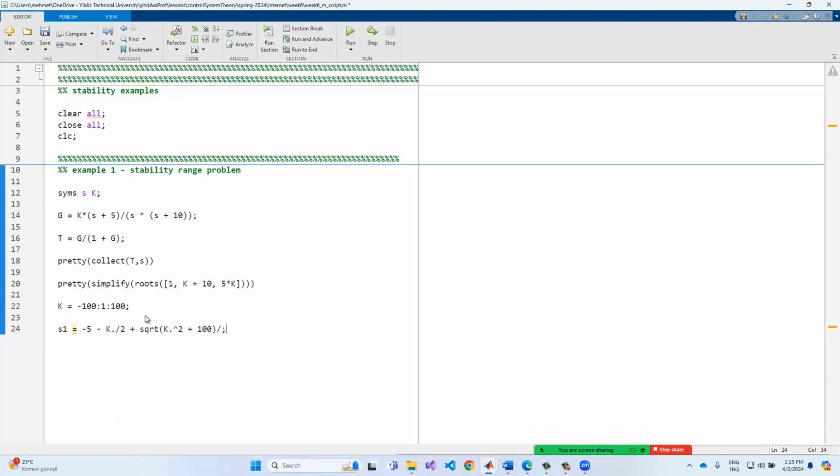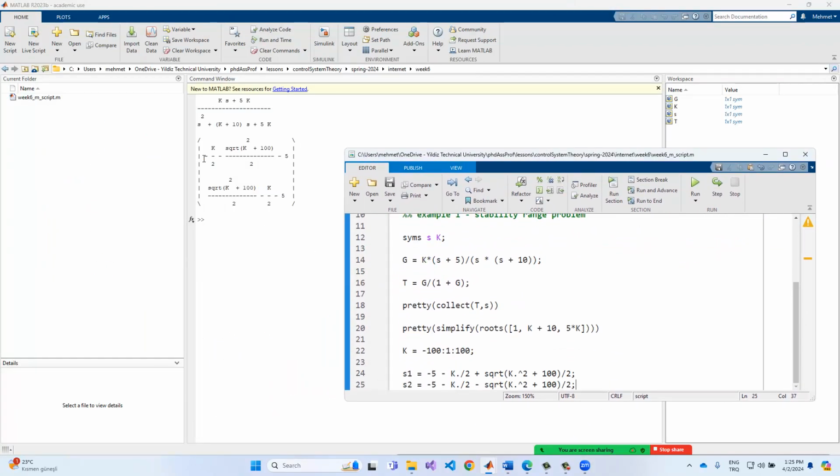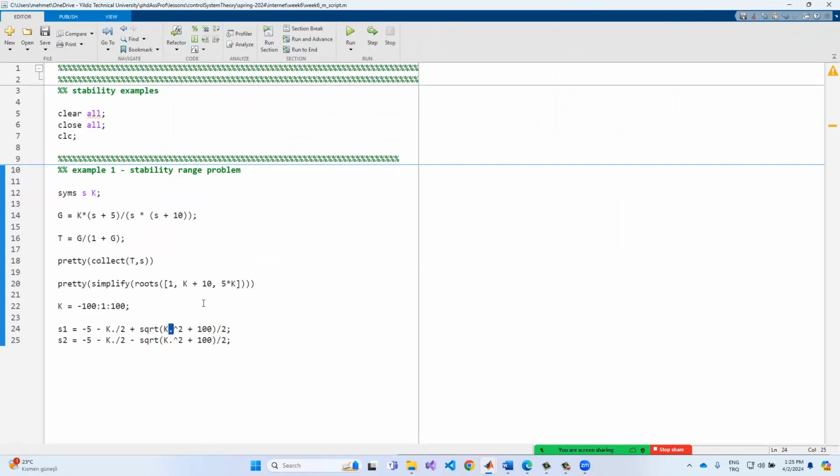Okay, and divide by 2. And S2 is the other term in here, minus 5 k dot divide by 2 minus sqrt k q plus 100 divide by 2. Okay, where is this coming from? These terms are coming from these solutions. We will write it just like this one. And this dot operator is the array multiplication. So we have S1 and S2 for the k region.